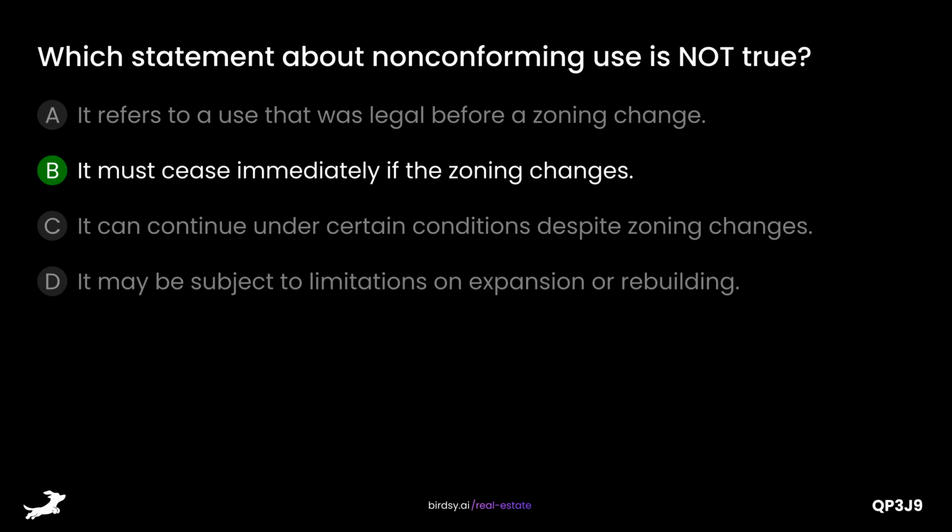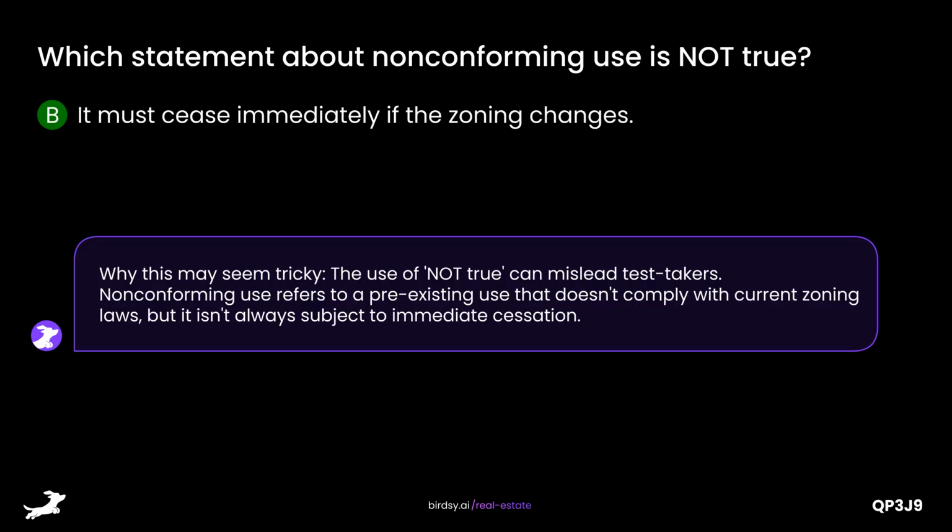The answer is B, it must cease immediately if the zoning changes. Why this may seem tricky. The use of "not true" can mislead test takers. Nonconforming use refers to a pre-existing use that doesn't comply with current zoning laws, but it isn't always subject to immediate cessation.